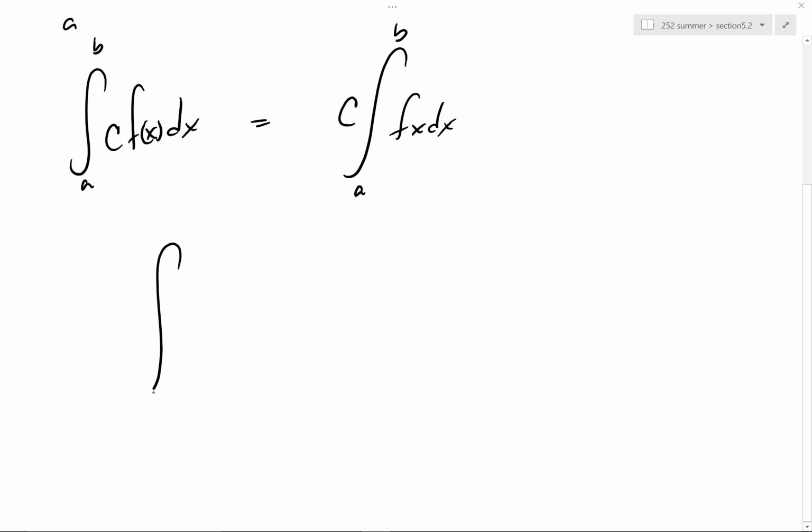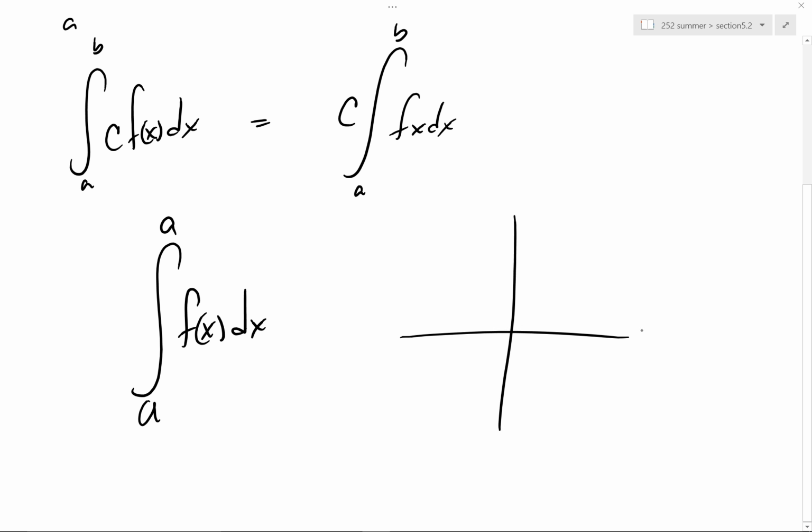Here's a question. What would happen if you integrated from a to a? Wait a minute. So you mean to tell me you've got a function doing this, and you want to know how much area is from here to here.